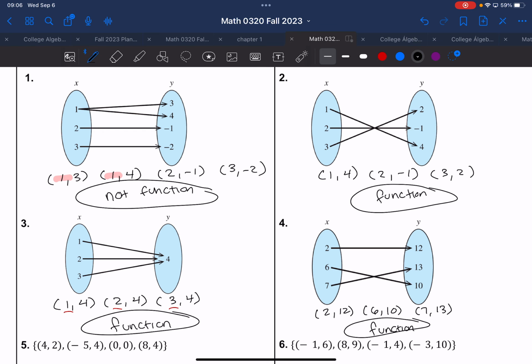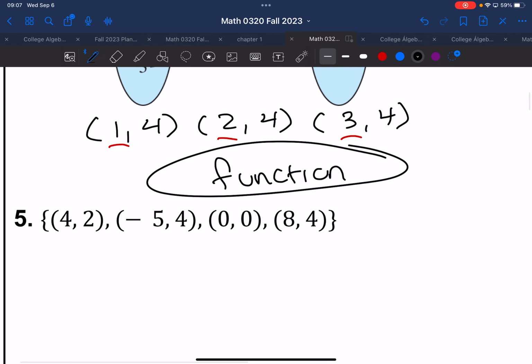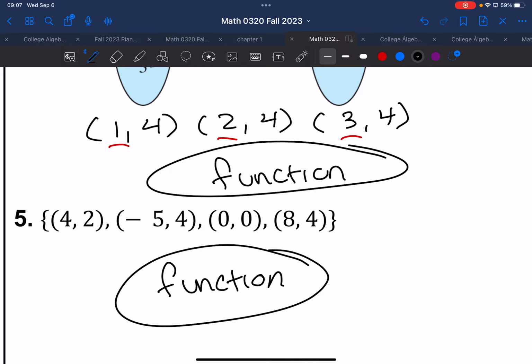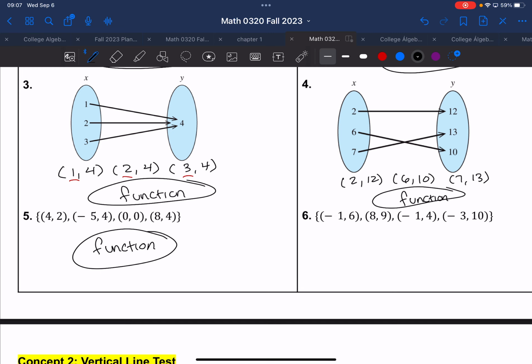Now we're going to look at number 5 and 6, which is just a set of ordered points. So they've already listed the ordered points for us. On number 5, do any of our x values repeat? No, so what does that tell us? It is a function. What about on number 6? Function or not a function? Why? Good, because the -1 repeats on these x values. That means it is not a function.